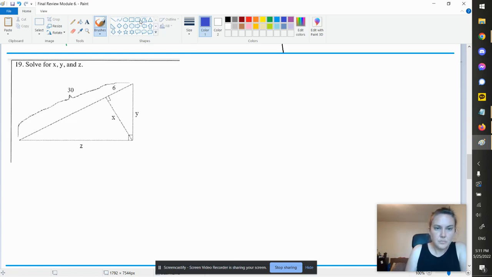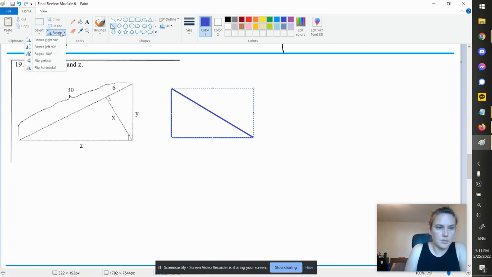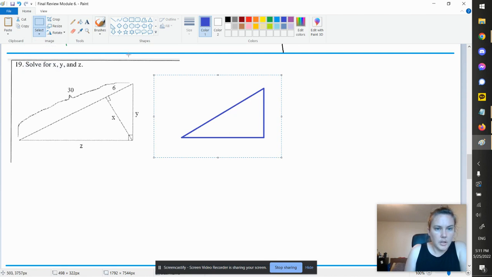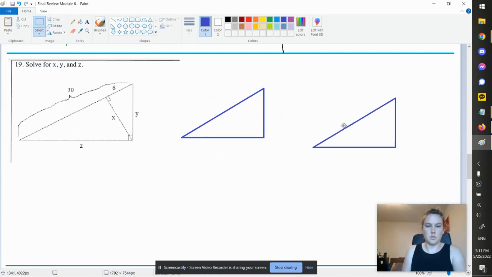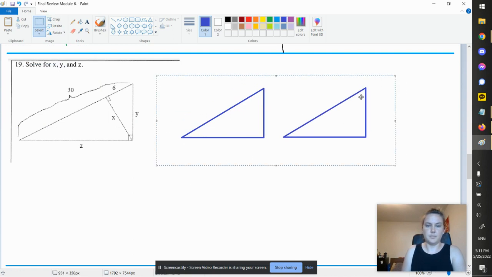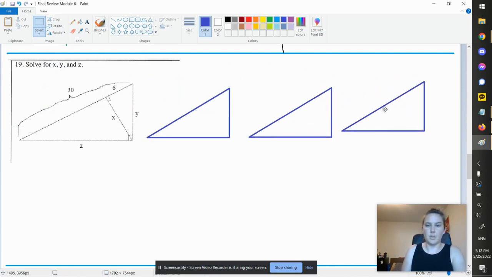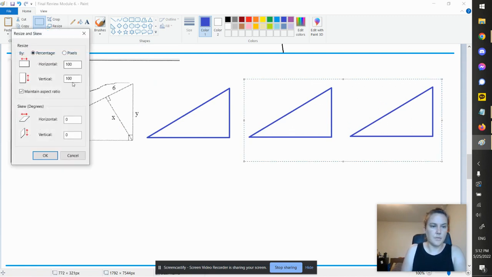So I am going to draw, wow, I really want that to be rotated. Okay, I'm going to draw a big one, a small one, a medium one, and a small one. They're all going to look the same size because I don't actually care. I guess I can make them a little smaller.